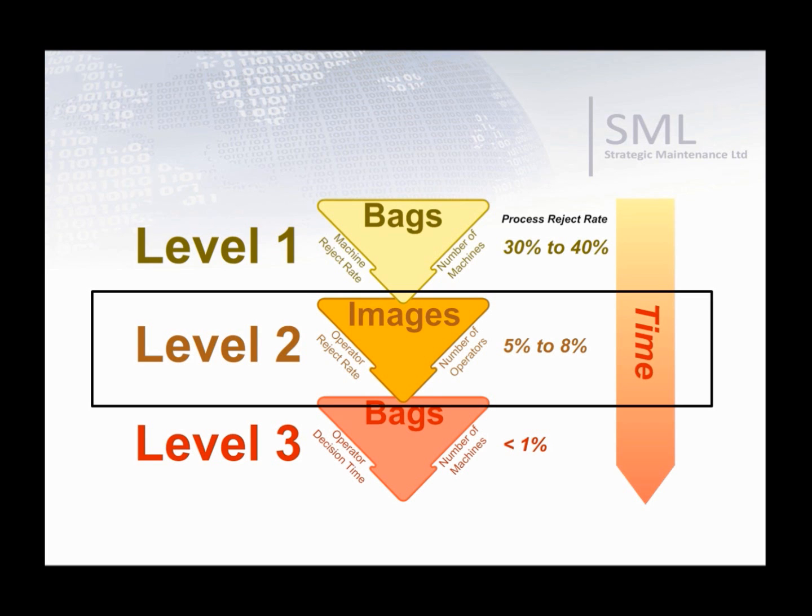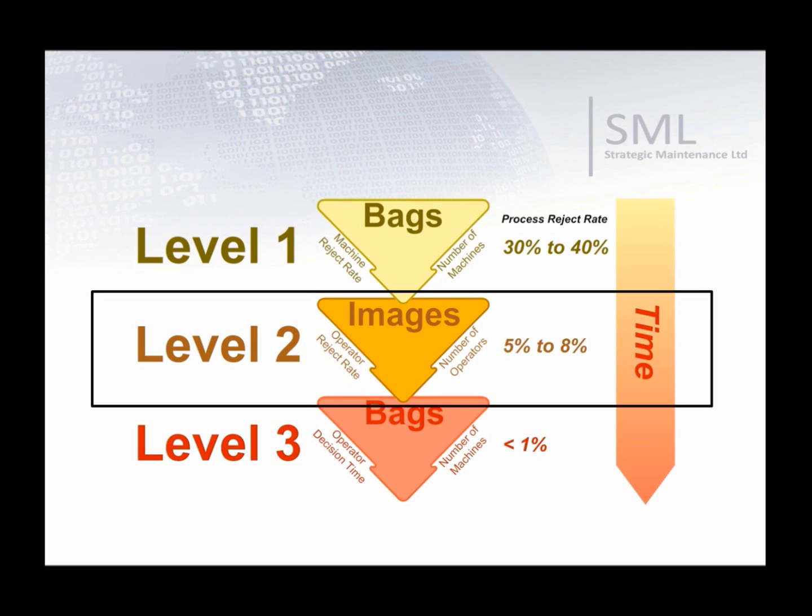Level 2 has a typical reject rate of between 5 and 8% of total bags. This rate is largely a function of: A, how many images are sent through to operators from Level 1; B, the rate at which images are sent through; and C, the number and quality of the operators on shift.